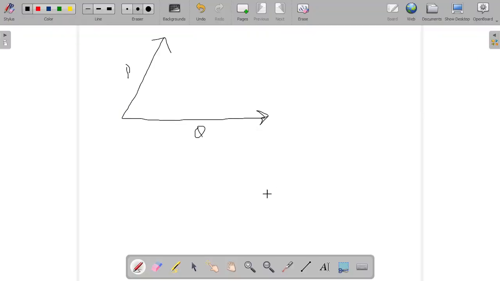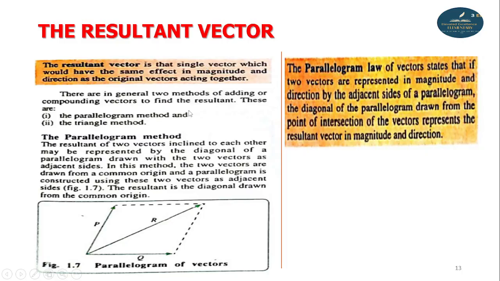It implies that the diagonal drawn from the point of intersection of the two vectors represents the resultant of the vectors. So for us to get the resultant of these vectors, we are required to draw a line from the point of intersection to this point here, which is also the diagonal of the parallelogram. So here now is the resultant vector. This is the resultant vector.